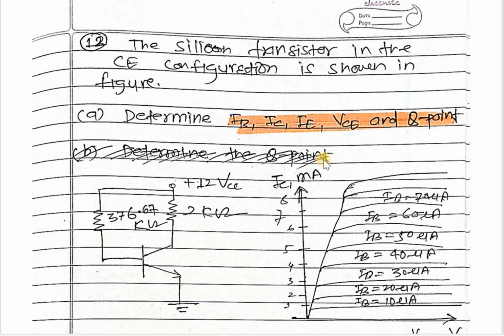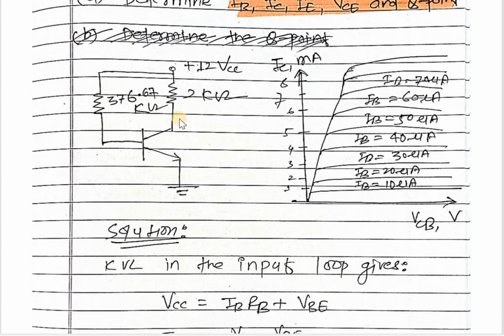And today our numerical problem is: a silicon transistor in CE, that is common emitter configuration, is shown in the figure. Determine IB, IC, IE, VCE and Q point. This is the circuit diagram.